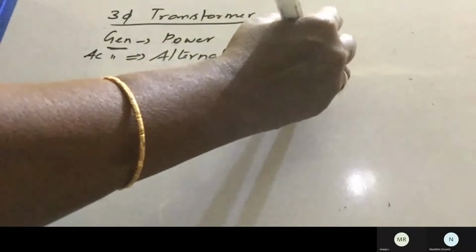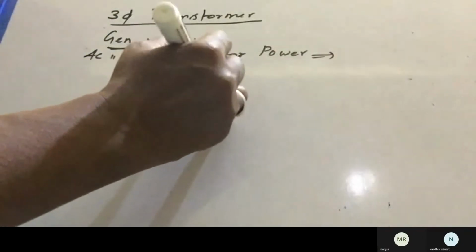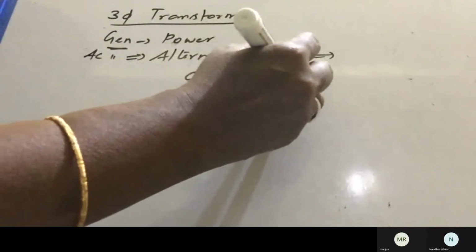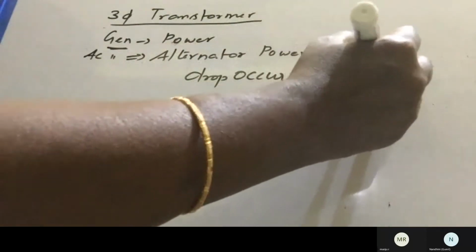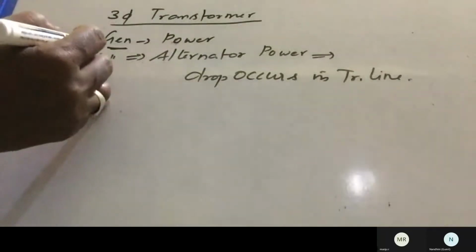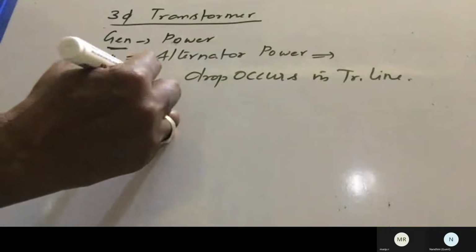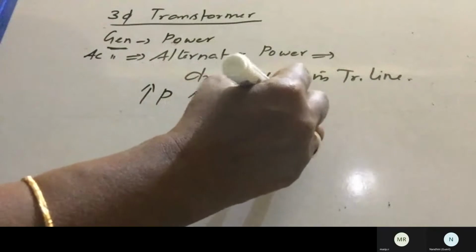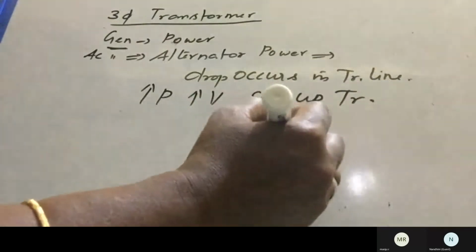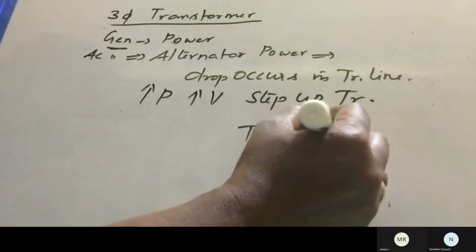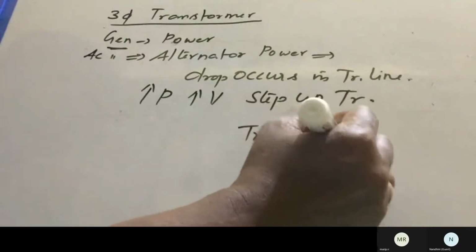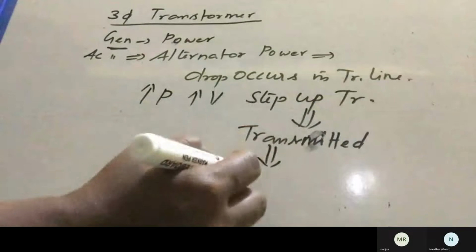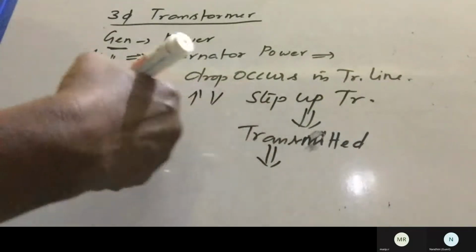The same power will not be transmitted because of the drop that occurs in the transmission line. So we could not transfer the same power as it was generated. So we have to increase the voltage with the help of a step up transformer, and that will be transmitted through the transmission line. At the distribution station, the voltage which has been increased will be decreased to our requirement.